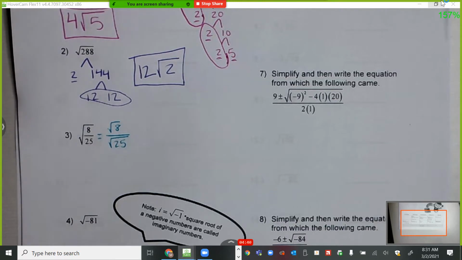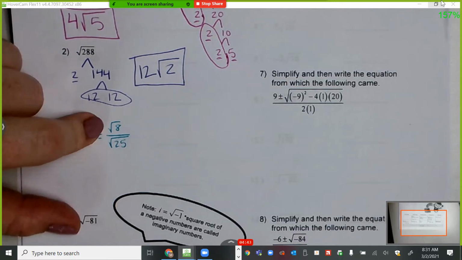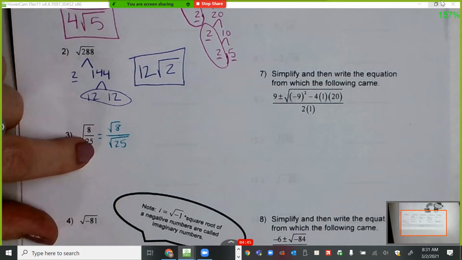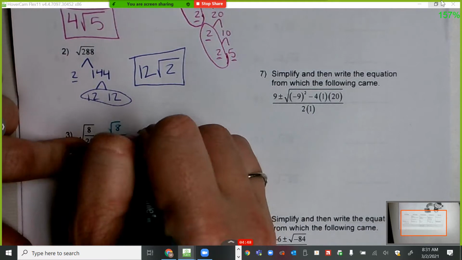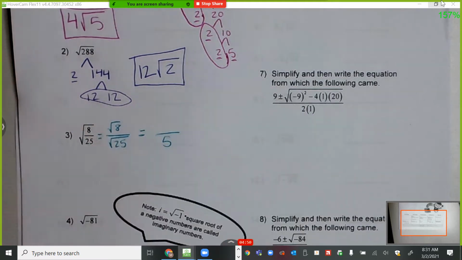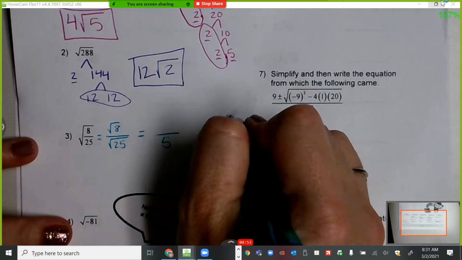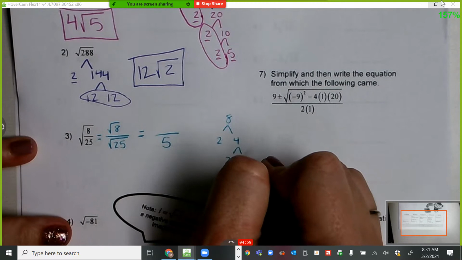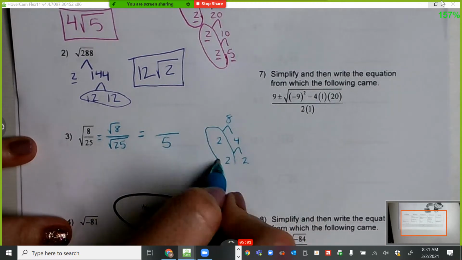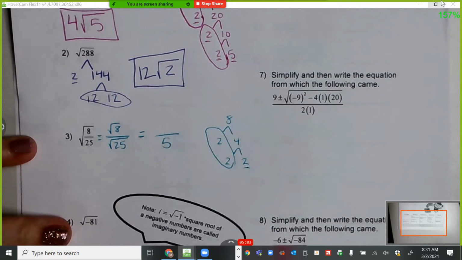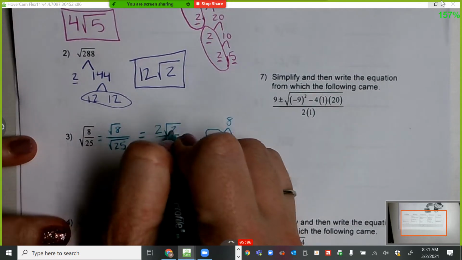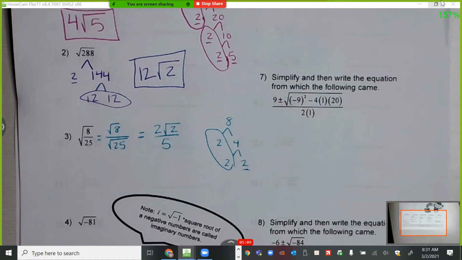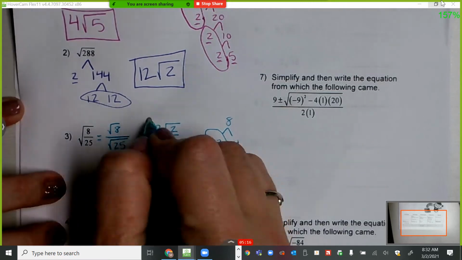So here's my question. Is the square root of 8 a perfect square? No. Is the square root of 25? Yeah, what does that equal? So we know we're just going to have a 5 on the bottom, but we need to figure out what 8 simplifies to. So 8, 2 goes into 8 4 times, 2 goes into 4 2 times. So we have a pair of 2's and a leftover 2. Can that simplify further? Can 2 over 5 simplify? No, so that's your answer.